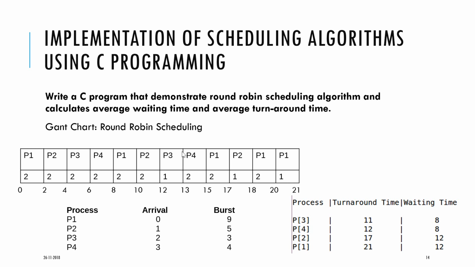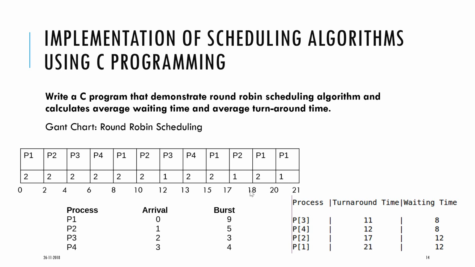The turnaround time for process P2: this is the last sample in which process P2 ran and completed its functioning. At that time, the span of process P2 was 18 time quantums, whereas process P2 arrived at time 1. So it is 18 minus 1, which gives a turnaround time of 17.